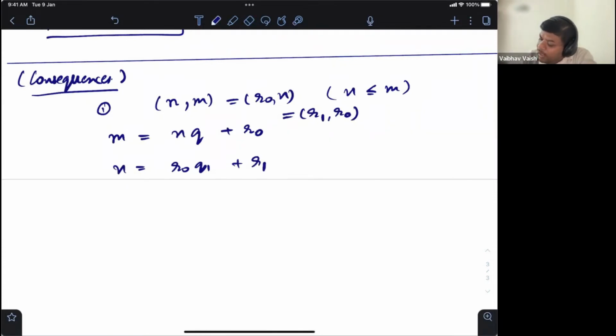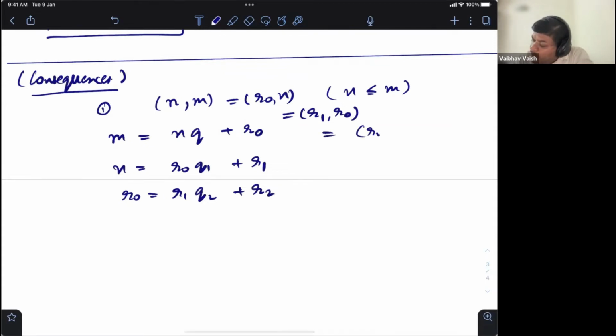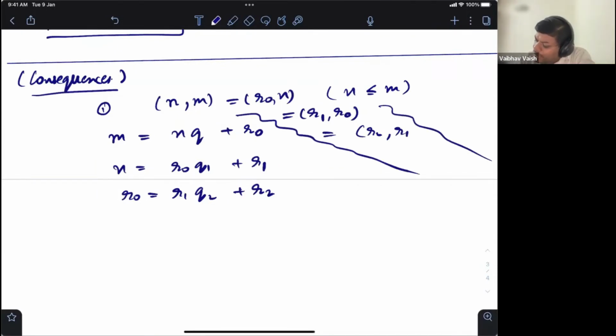So then I do the same business again. I divide by r1, so r0 equals r1 q2 plus r2. Okay, and this becomes r2, r1. So this is a cascading equality which is coming in, and so on and so forth, right? And eventually you will have no remainder.